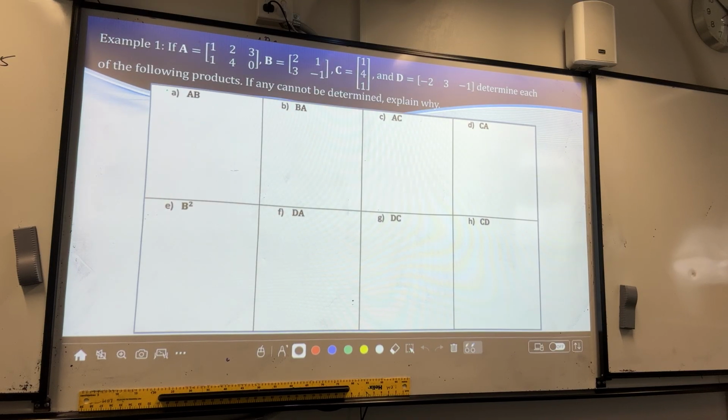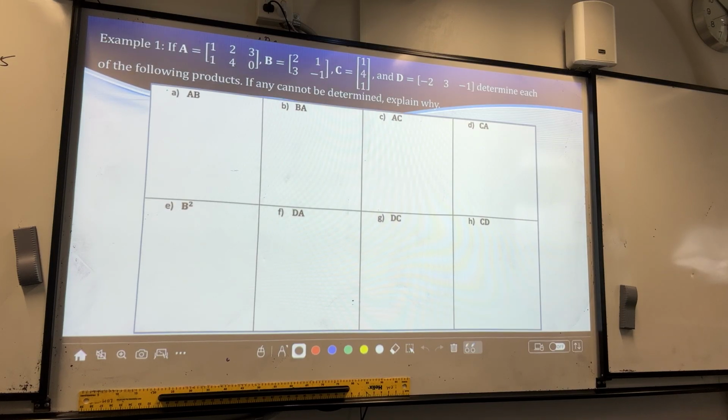If you get something that you can multiply one way, is there a possibility that if you did AC and it worked, CA might not work? Yes, absolutely, because matrix multiplication is not commutative. Absolutely right. If you could work out A times C, C times A may not necessarily work.